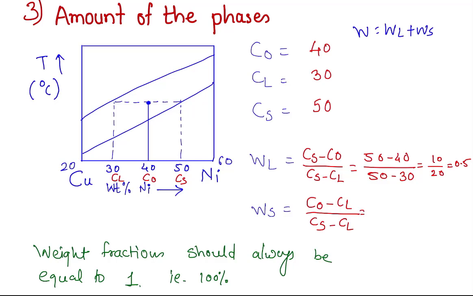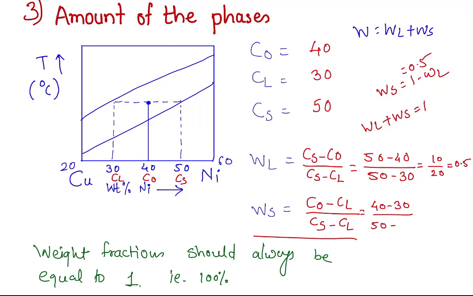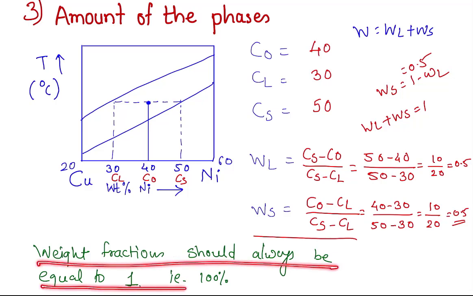Here you don't need to calculate the weight fraction of solid. You can use the formula Wl plus Ws is equal to 1. So you can find out Ws is equal to 1 minus Wl. So it should come around 0.5. This we can verify using this formula also. So C0 minus Cl, that is 40 minus 30 upon 50 minus 30, that is 10 by 20, which is equal to 0.5. This you can verify. Remember that weight fraction should always come to 1 or 100%.